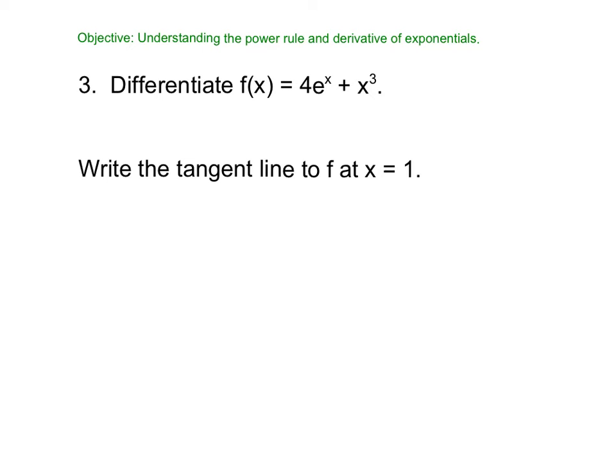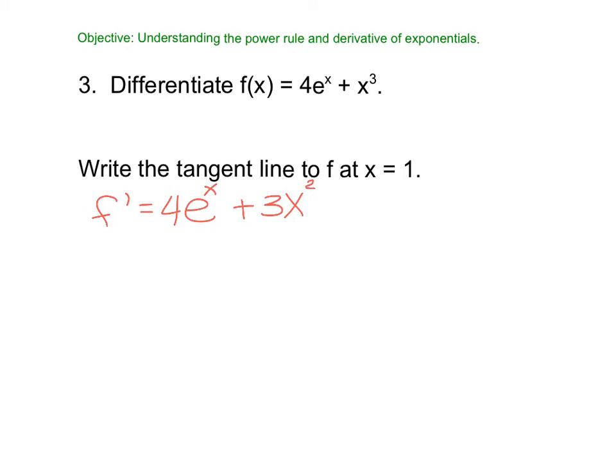All right, so now I want you to differentiate. What is the derivative of 4e to the x plus x to the third? So the derivative of e to the x is just e to the x. So 4e to the x doesn't change. That 4 is just chilling in front, doesn't do anything. That 3, our exponent, comes down and goes down by 1.